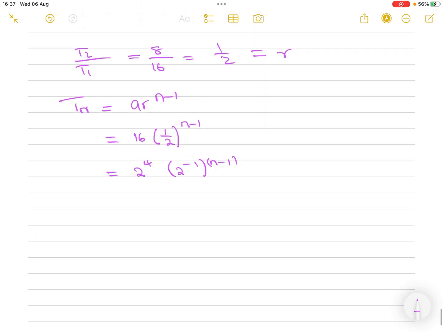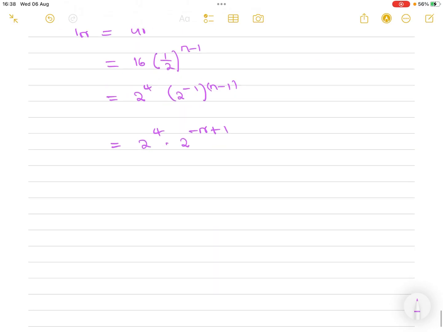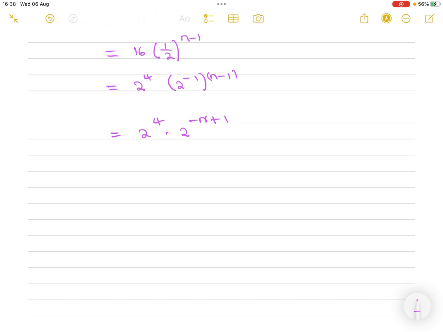I hope I did not mislead you anyhow. So now if you can look carefully, let me start with this one. 2 to the power of 4 times 2 to the power of minus 1 into n minus 1. When I multiply the exponent, I'll have minus n plus 1. But if you can look carefully here using your laws of exponent, you can see that now I have powers of the same base. So I can just drop one base and add their exponents. So I can just say 1 plus 4 minus n. So in this case, I'll be having 2 to the power of 5 minus n.